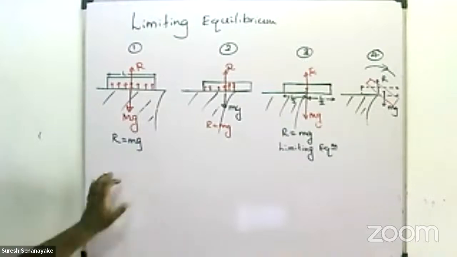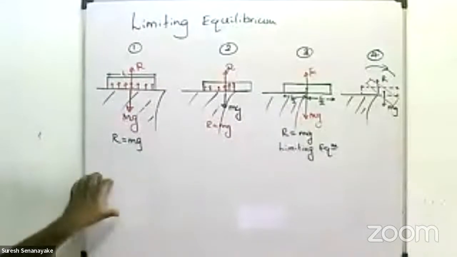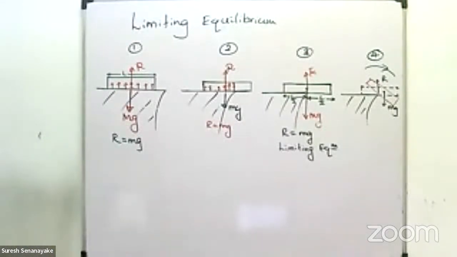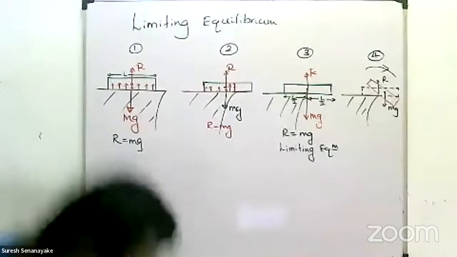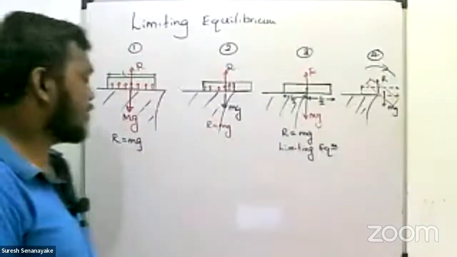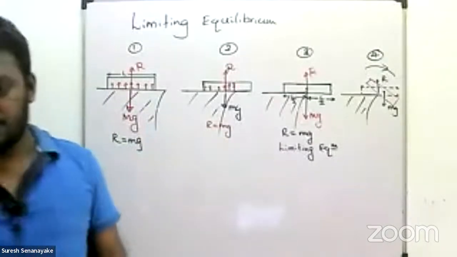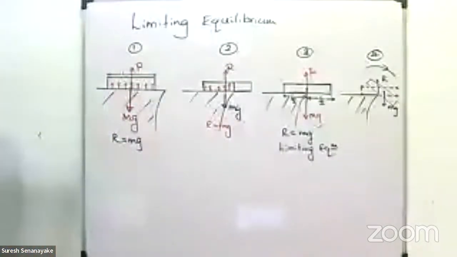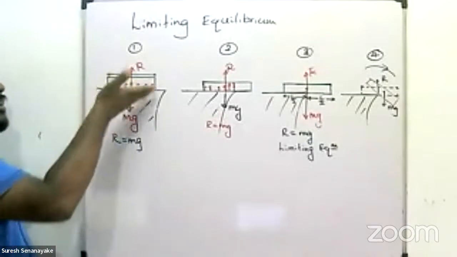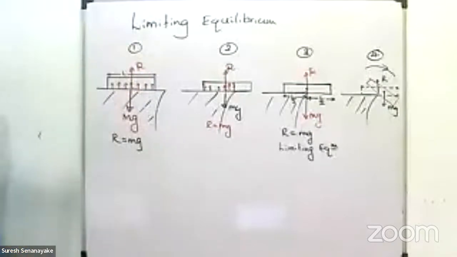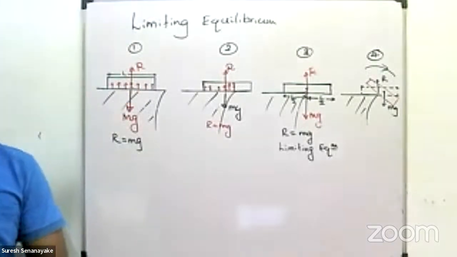And also here, the normal reaction acting on the body is uniform. So at all points similar forces are acting and it's uniform. The resultant is this. The normal reaction acting on the body is uniform.